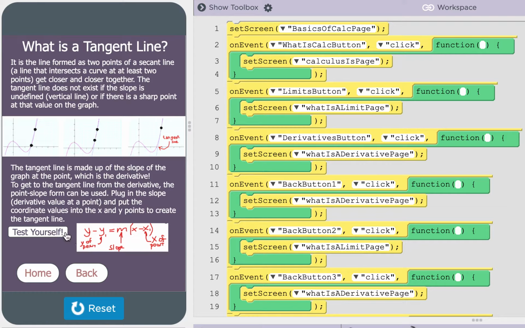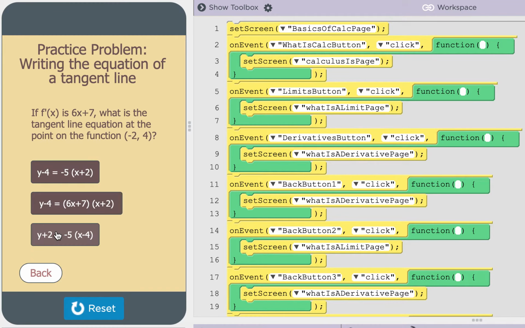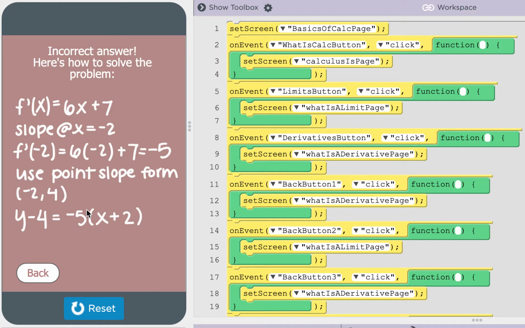So if you want to practice a tangent line problem, you can click test yourself, and this is a practice problem on writing the equation of a tangent line. So if f prime of x is 6x plus 7, what is the tangent line equation at the point on the function -2, 4? Maybe you forget to plug the x value into the derivative to find the slope, and you get y minus 4 equals 6x plus 7 times x plus 2. That's incorrect, and this would help you to see how to get the correct answer.